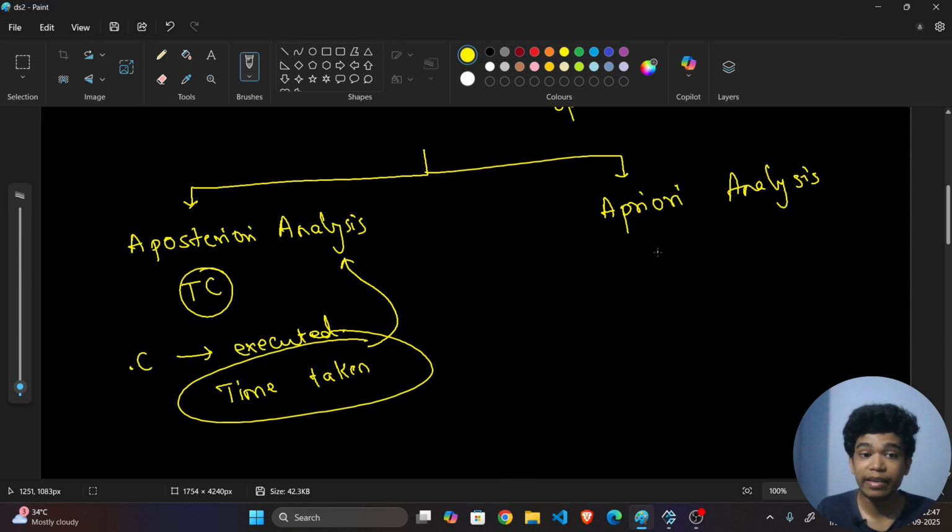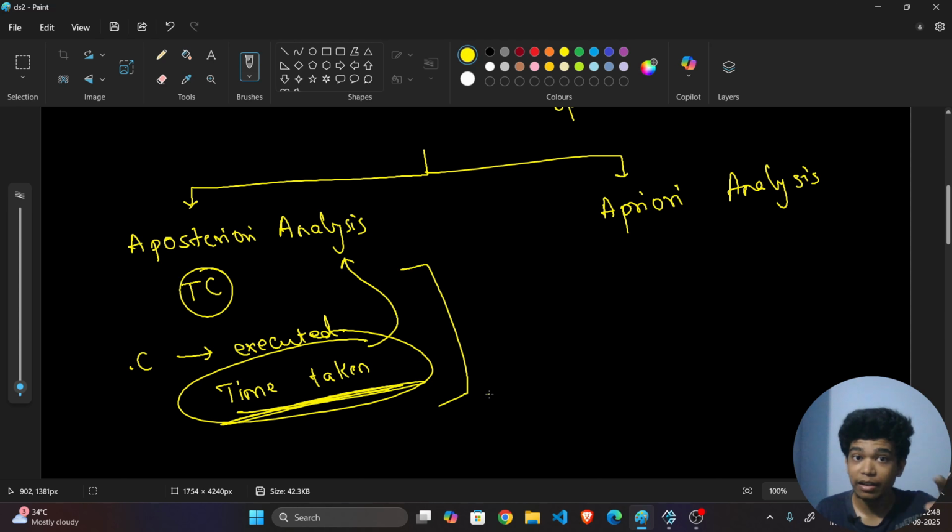Now, in a priori analysis, we will not do it like this. Why? Because, see this carefully. When I take the time, it may vary with respect to languages, with respect to the process, and with respect to all other factors.